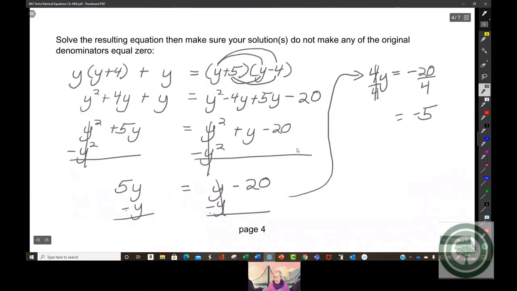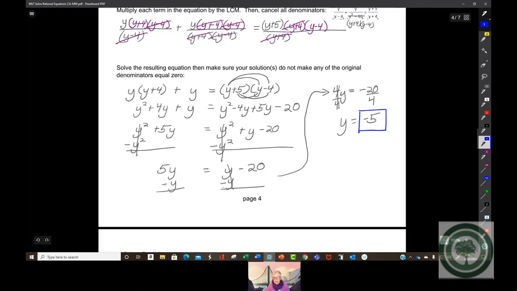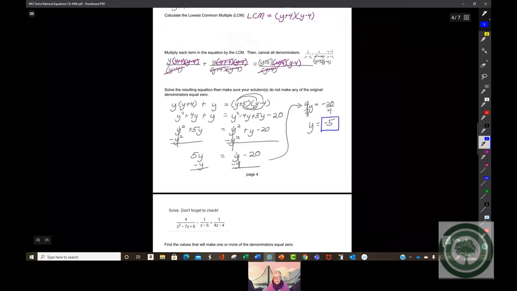But look what y equals. Negative 5, which is definitely not negative 4 or positive 4. So I can go with that answer, and put it in the answer box. So let me make this smaller so we can view the whole page, or almost the whole page, together.